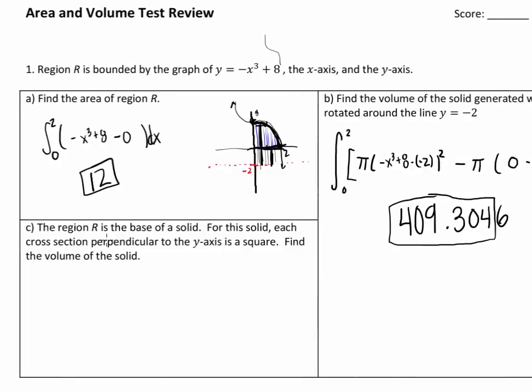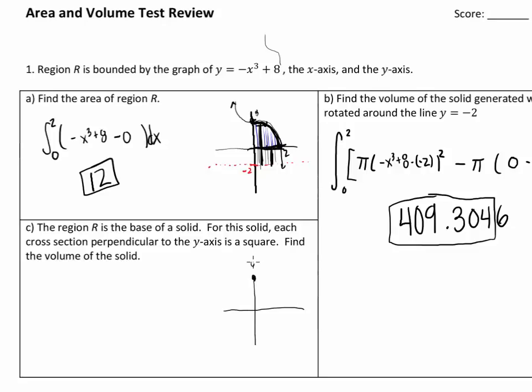The region R is the base of a solid now. For this solid, each cross-section perpendicular to the y-axis is a square. Find the volume of the solid. So we're no longer drawing little lines with respect to x. Let me redraw this graph really quick.